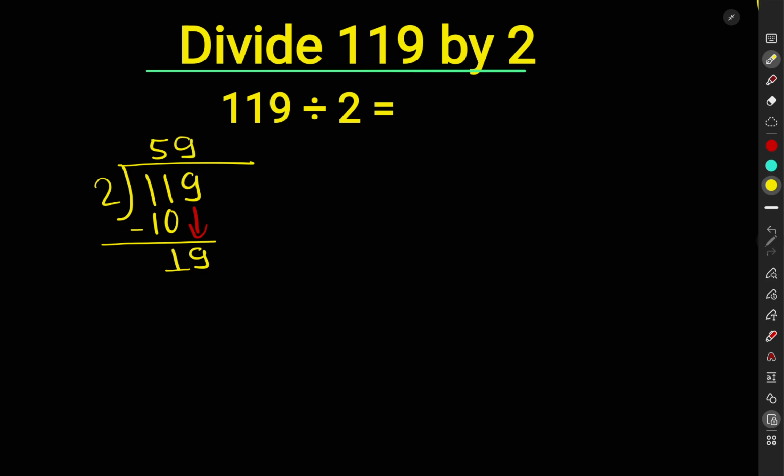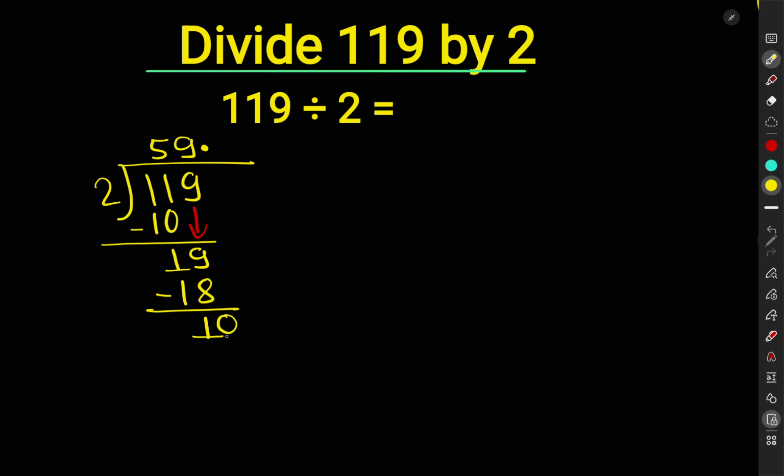So 2 times 9 means 18. On subtracting we get 1. So again this 1 is less than 2 and there is no other number beside. So we put a decimal here so that we can take a zero here.